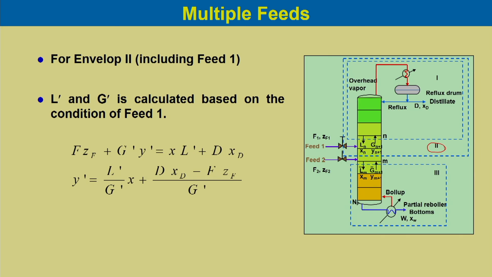So, if we do the species mole balance, F into ZF plus G dash into Y dash would be equal to X into L dash plus D into X d. So, from here we can write Y dash would be equal to L dash by G dash into X plus D X d minus F ZF by G dash.